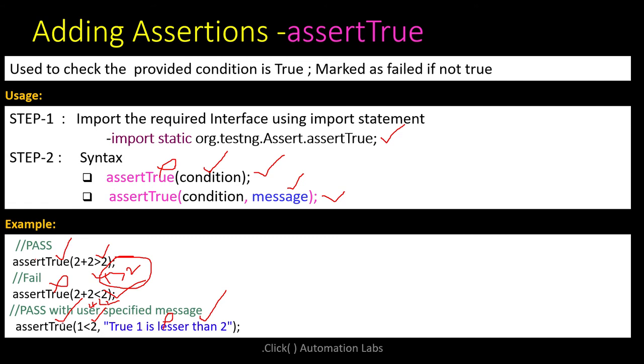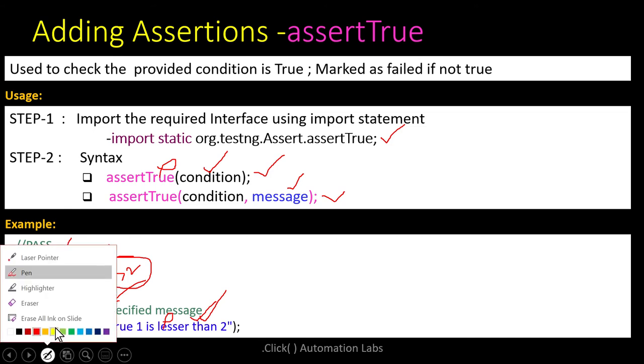Suppose I say assert true 1 less than 2 means this condition is false, and this assert will fail, and this message will be printed in your result file. This is about assert true.